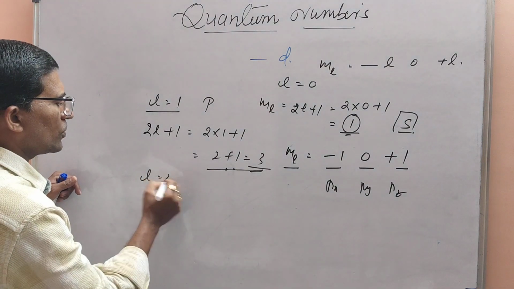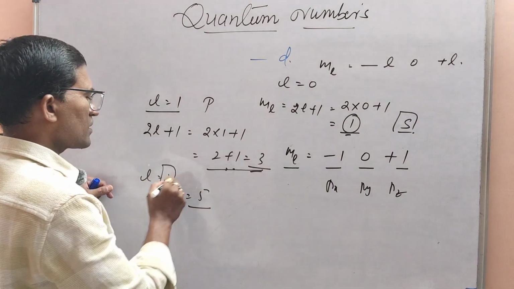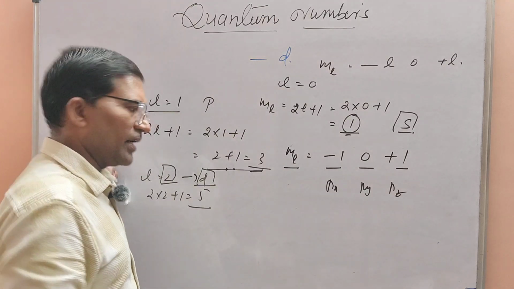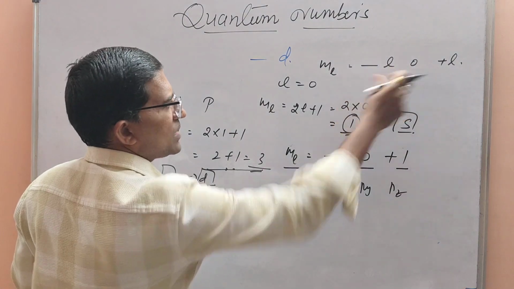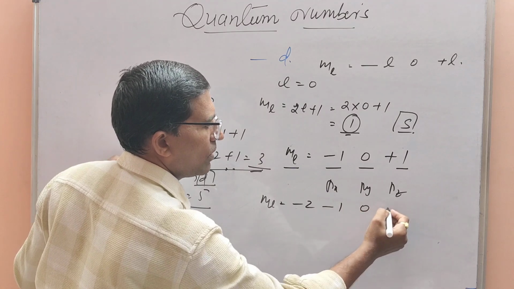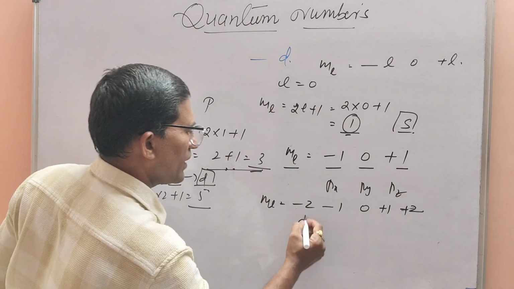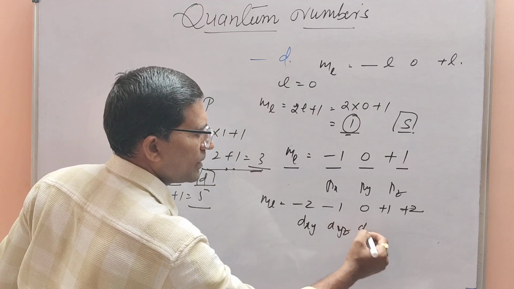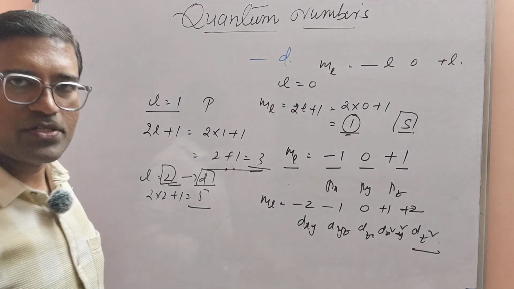Now if I take l = 2 and substitute in this, 2 into 2 plus 1, how much? 5. So l = 2 means the type of subshell is d. The possible orientations of the d orbitals are 5. Now taking l = 2, writing ml from minimum to maximum: -2, next -1, 0, 1 and 2, that is plus 1, plus 2. We have the different d orbitals, dxy, dyz, dzx, dx square minus y square, dz square. Like this, the orientations are possible.